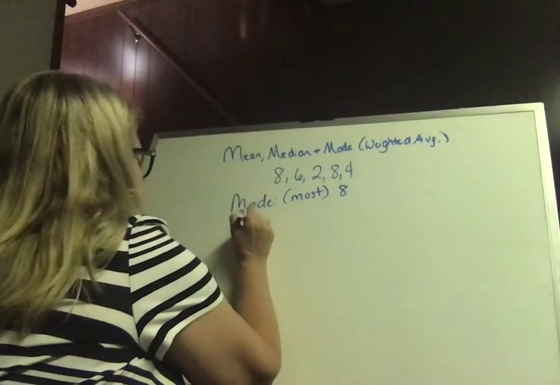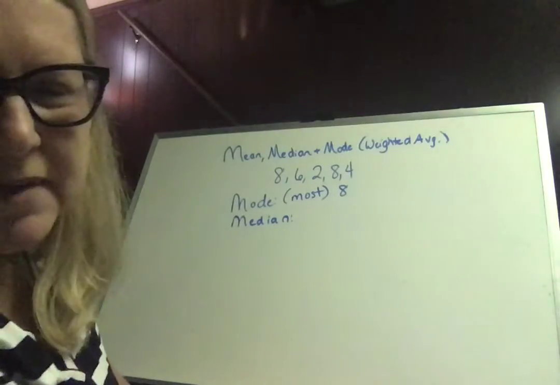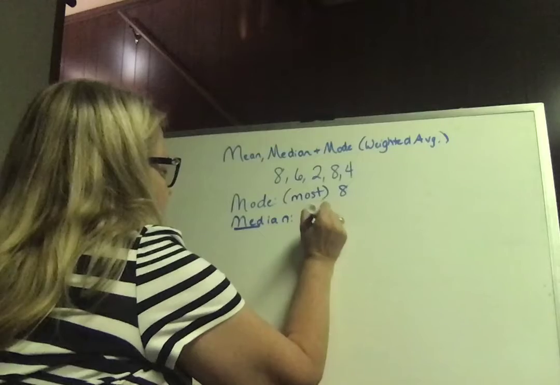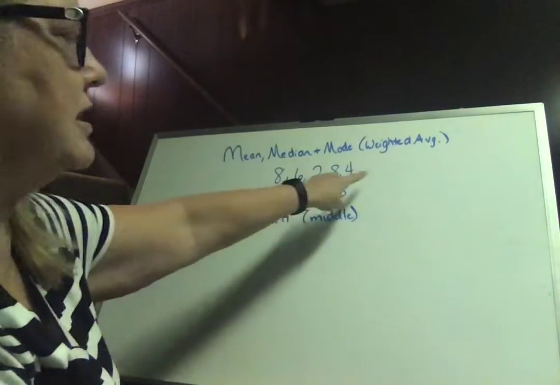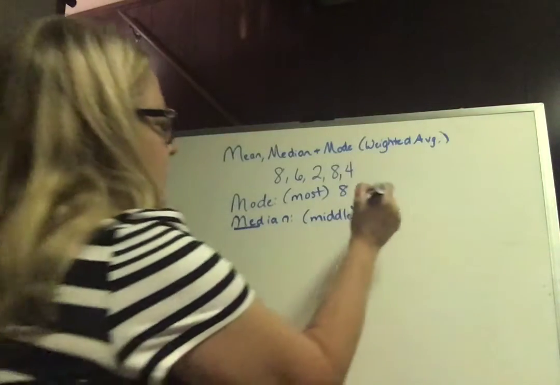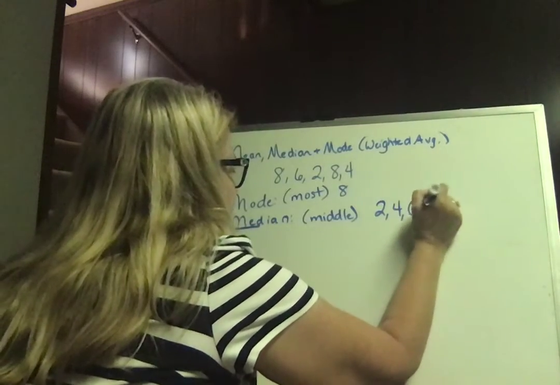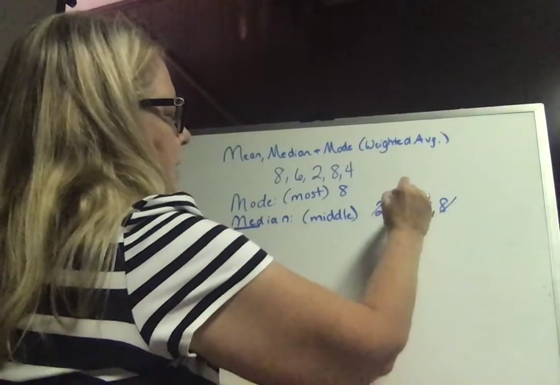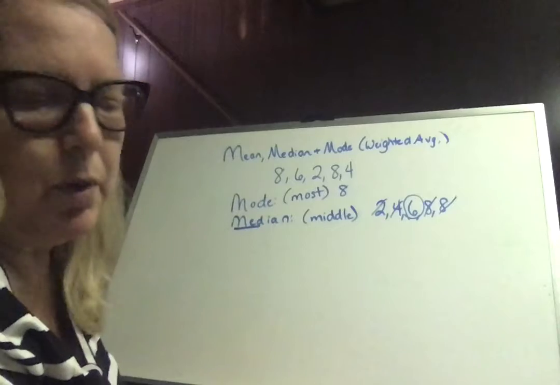Median. I remember that median helps me remember middle. But it's not just the middle as they stand. You have to put them in order. So the smallest is 2, 4, 6, 8, and 8. You could even say little to big. 6 is the median. It's the one in the middle.